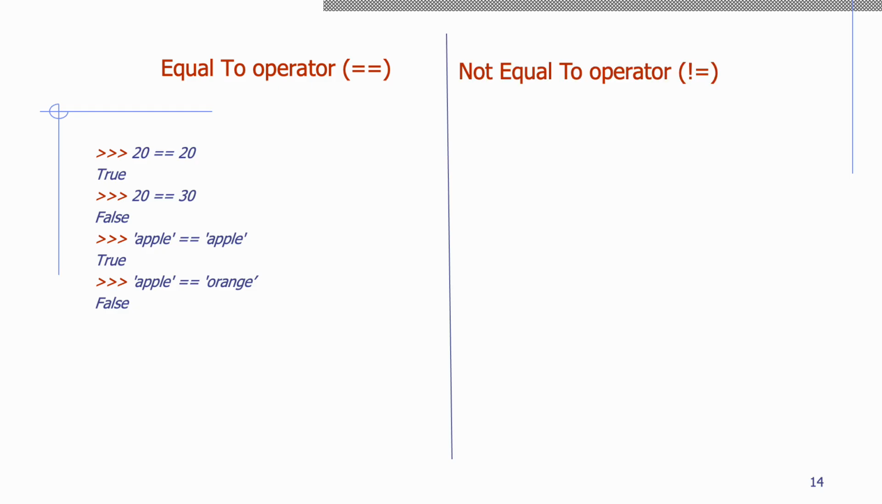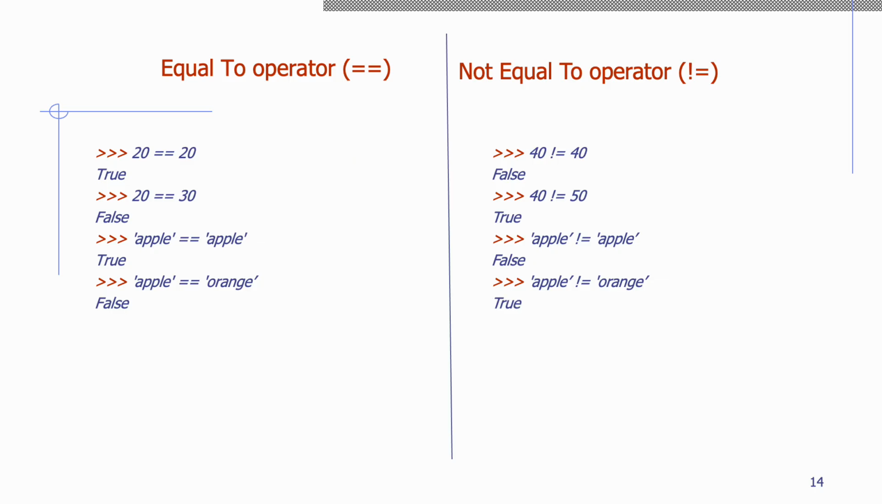For not equal to operator examples, we have 40 not equal to 40, that's false. 40 not equal to 50, which is true. Apple not equal to apple, that's false. Apple not equal to orange, which is true.